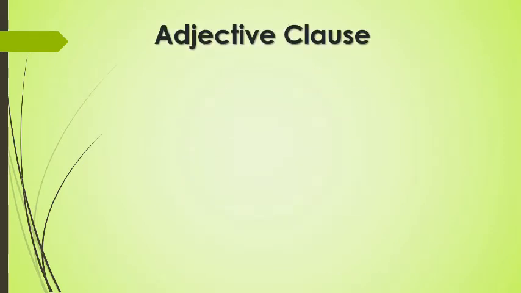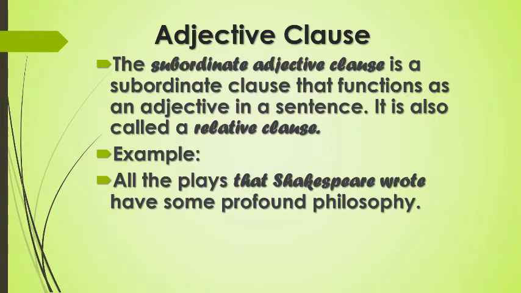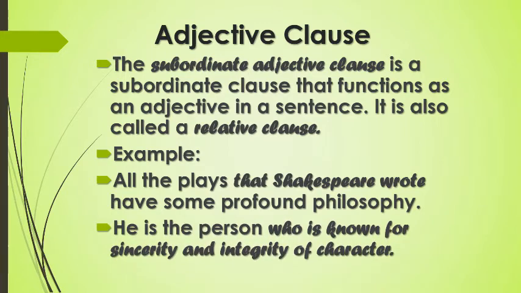Adjective clause. The subordinate adjective clause is a subordinate clause that functions as an adjective in a sentence. It is also called a relative clause. For example, all the plays that Shakespeare wrote have some profound philosophy. He is the person who is known for sincerity and integrity of character. In these examples, the highlighted parts are subordinate adjective clauses.